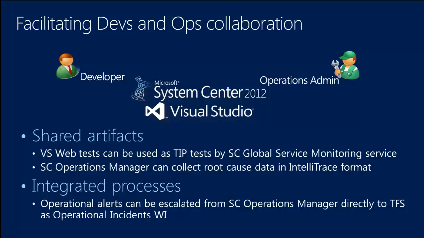We have shared artifacts between the two. Dev and ops share the Visual Studio web tests that are used by Global Service Monitoring as tests in production. Operations Manager collects root cause data in IntelliTrace format. That's the one that's going to help me debug the issue. And last, as you saw, the Operations Manager alerts can be, in fact, escalated all the way to TFS and raised as operational incidents.